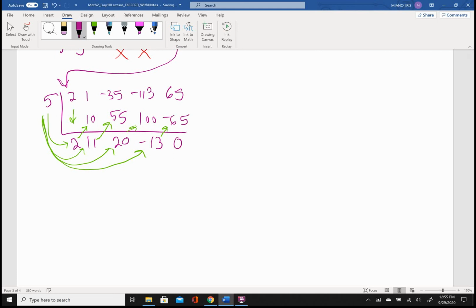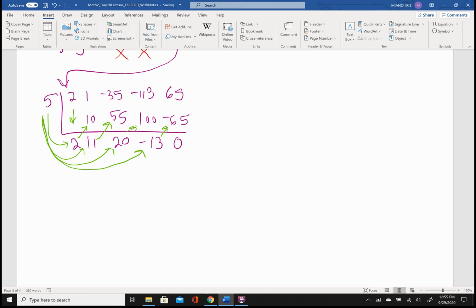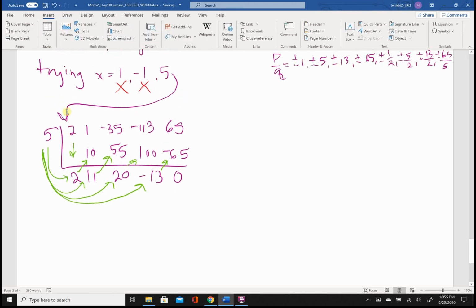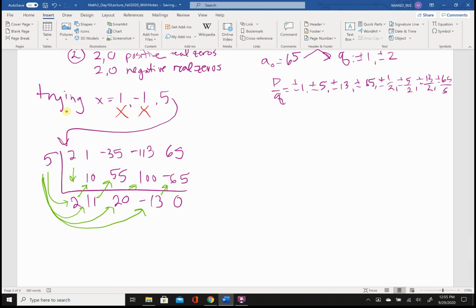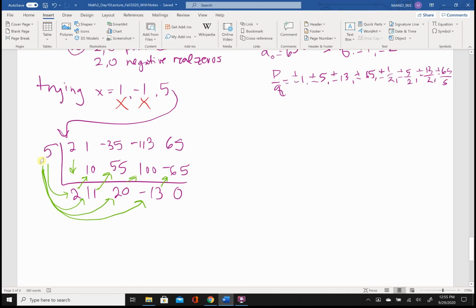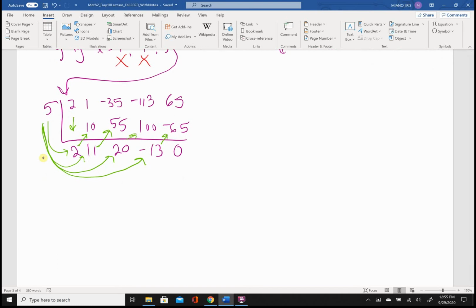Whew, very satisfying. Now, just to be clear, when I tested 1 and -1 as zeros, I'm not showing the work for this, but I went through this process and got something other than 0 right here. So I'm like, oh gosh, it's not a 0. Keep going, keep going. And so 5 ended up working. So now not only do we know that 5 is a 0, but we are given the depressed equation. We call it q sub 1 of x, which is 2x to the third power plus 11x squared plus 20x minus 13.